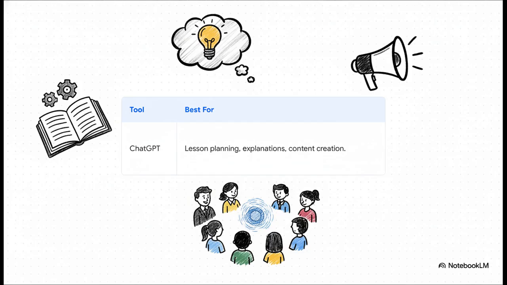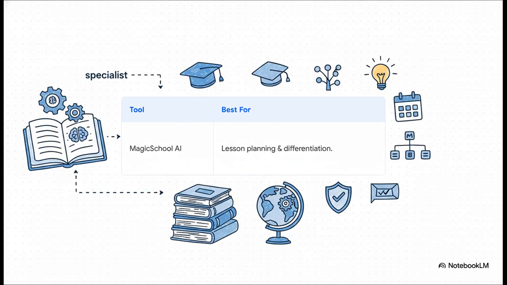For instance, you could ask it for, say, 3 different ways to introduce the Pythagorean theorem to a class that's usually bored by math. And boom, instantly, you have creative options to get started. It's your go-to versatile starting point. Now, this is where it gets really interesting.